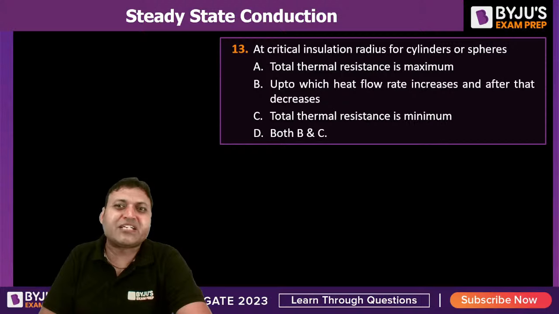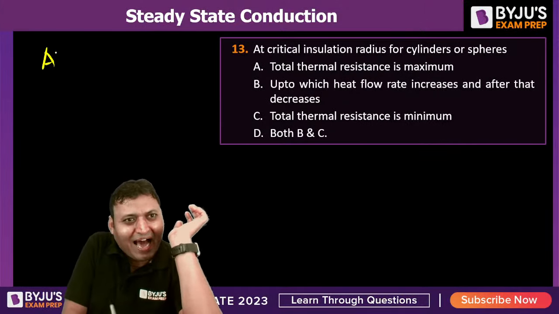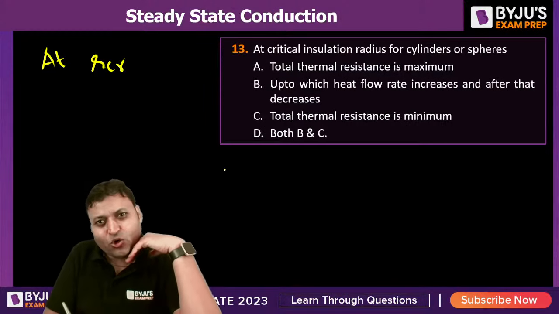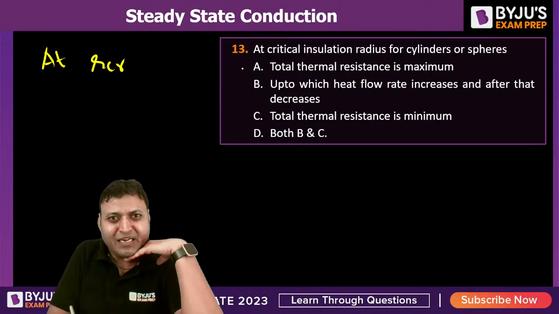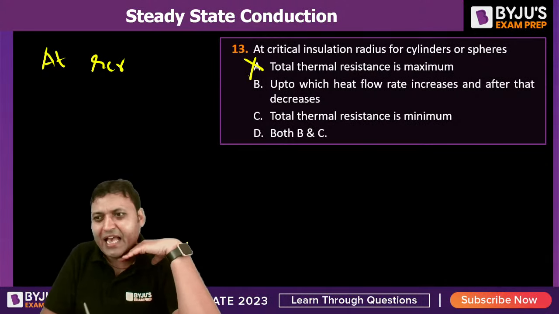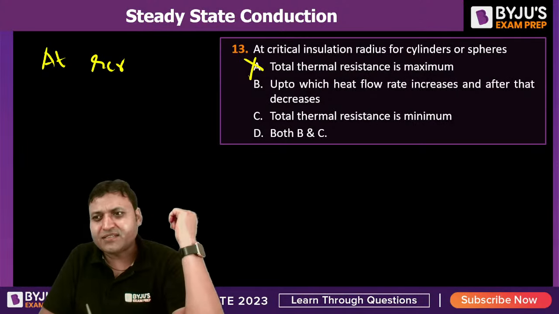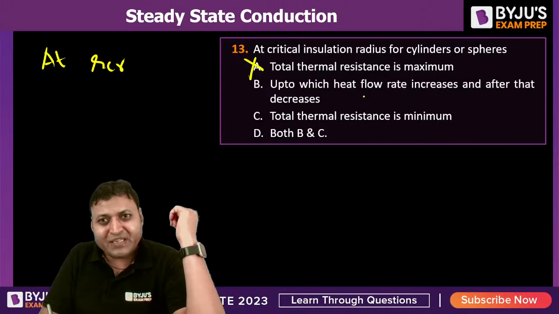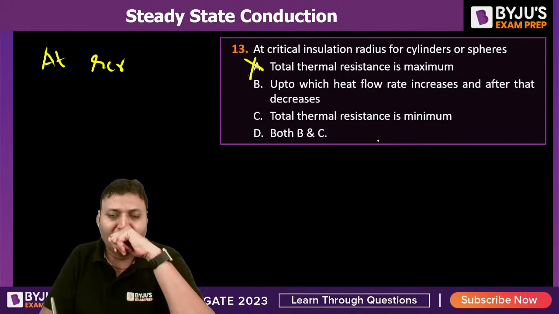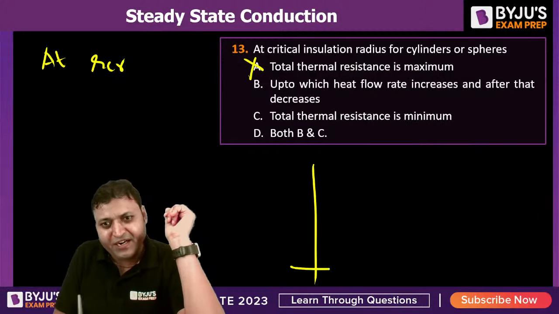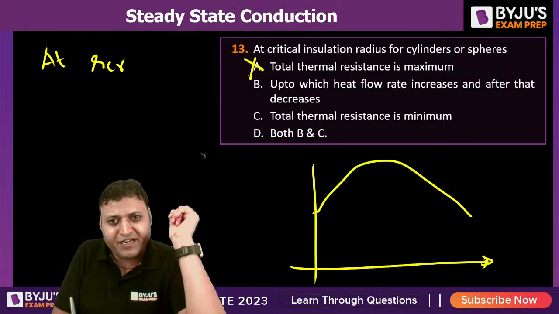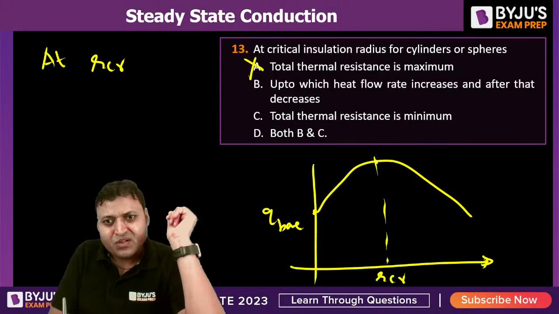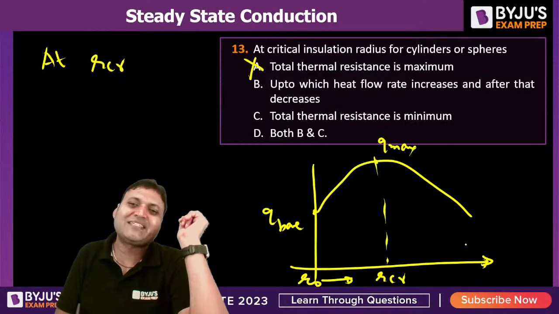At critical insulation radius for cylinder or sphere, what is the correct answer? A: At RCR, the total thermal resistance is maximum. Is it true or false? A is false. The thermal resistance is not maximum; up to RCR the heat flow rate increases and after that it starts decreasing. If we draw the curve for rate of heat transfer Q, without insulation Q, and this is, let us say, RCR, that is R naught, as R increases, Q becomes maximum and then it starts decreasing.